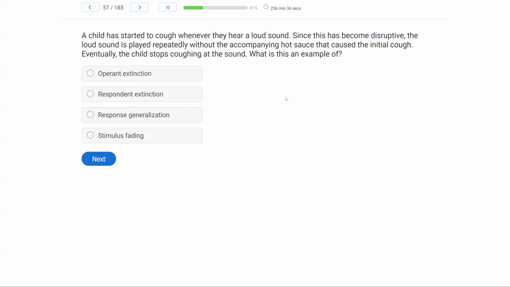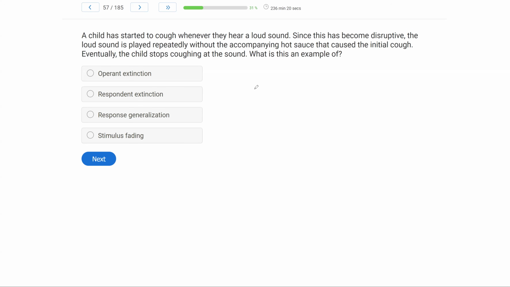A child has started to cough whenever they hear a loud sound. Since this has become disruptive, the loud sound is played repeatedly without the accompanying hot sauce that caused the initial cough. Eventually, the child stops coughing at the sound. What is this an example of?